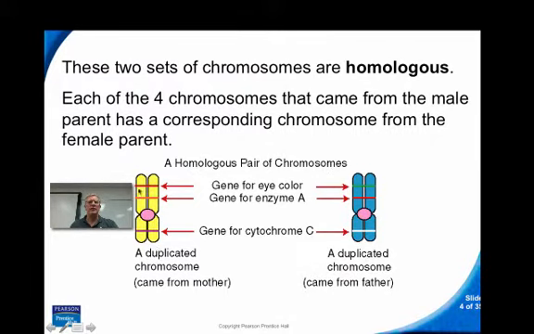So if this chromosome came from mom and this chromosome came from dad, and they're carrying genes for eye color and this particular enzyme and this particular enzyme, then they are homologous chromosomes. The genes may not be exactly for the same trait. For instance, mom may have a gene for blue eye color and dad may have a gene for brown eye color. But regardless, they are carrying genes for eye color. All right, so these are homologous chromosomes. They are identical pairs.